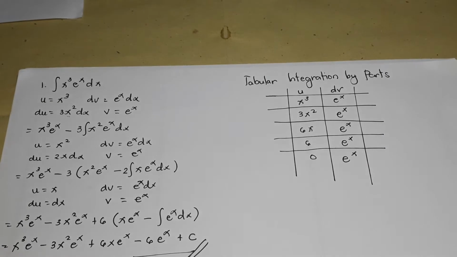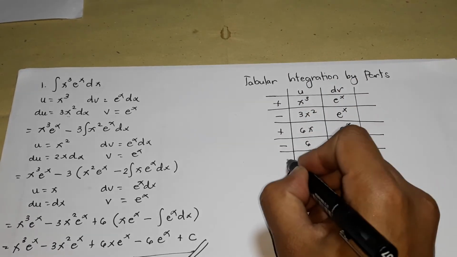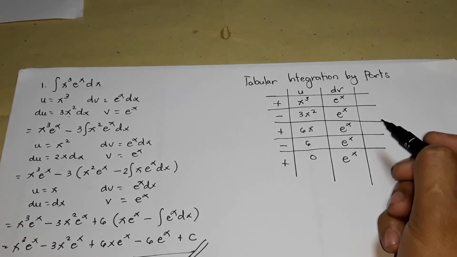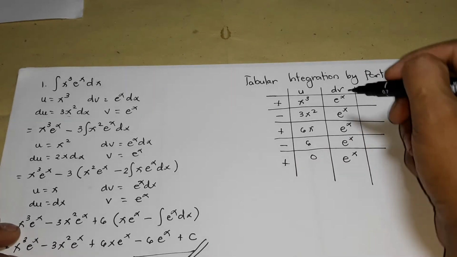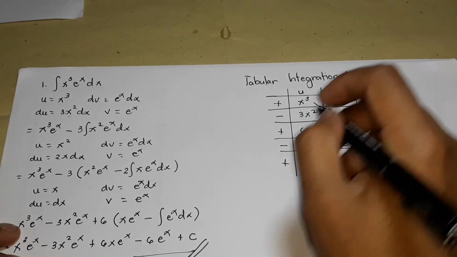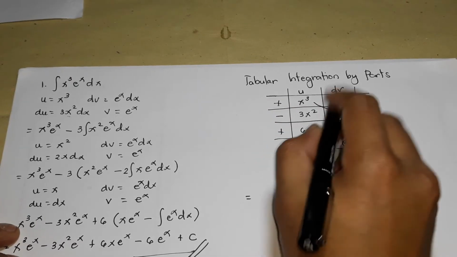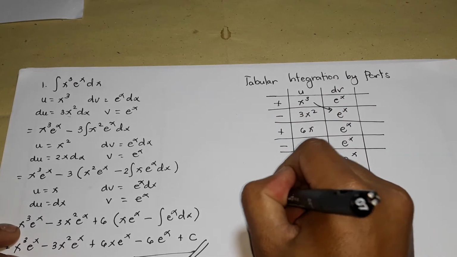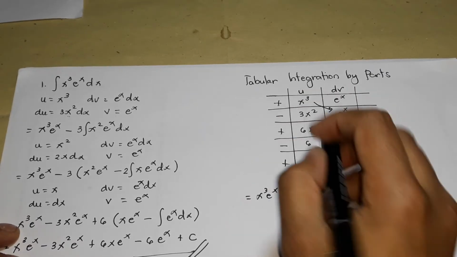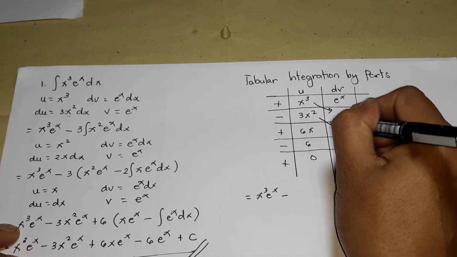And then for the distribution of signs, you start at positive and then it goes alternatingly. So that will become positive, negative, positive, negative, positive. And then you do the slant multiplication. So we have x cubed times e to the x equals, positive x cubed e to the x, and then negative 3x squared times e to the x.